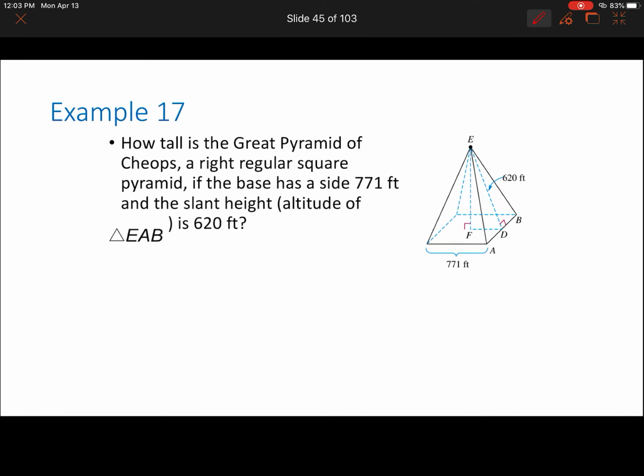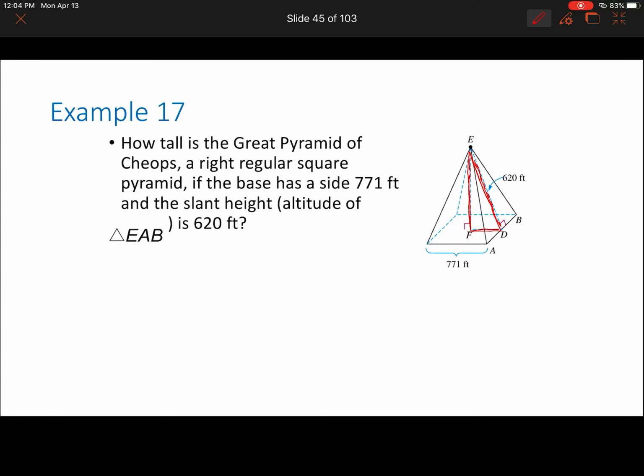height of 620. Now, the slant height is this length. It is the height of the triangle on the side. It's called the slant height because it's slanted, obviously. But it is that triangle on the side. It's the height of it, or the altitude of it. Okay? And so, to find the height, we're really looking at this triangle here.